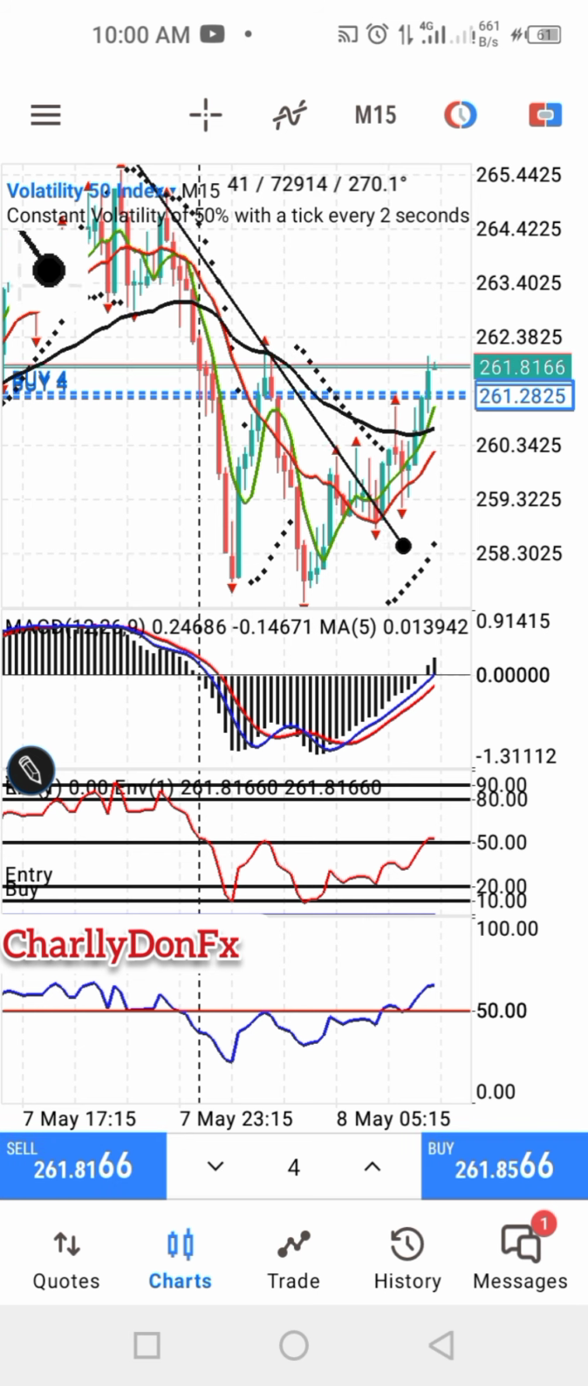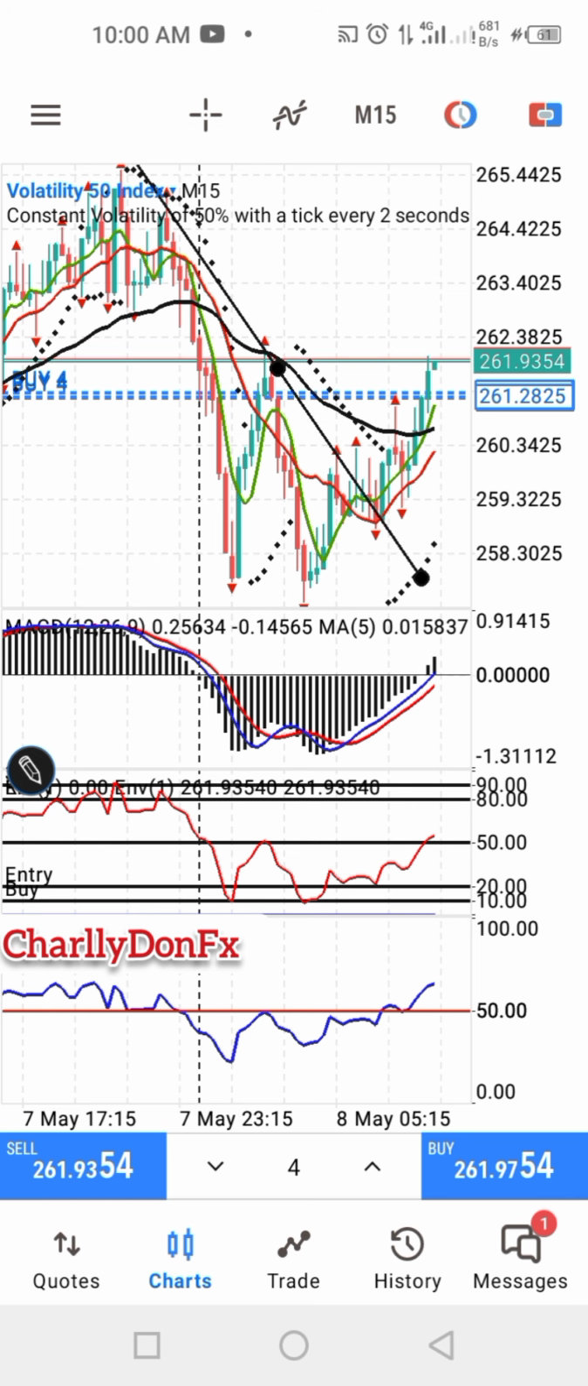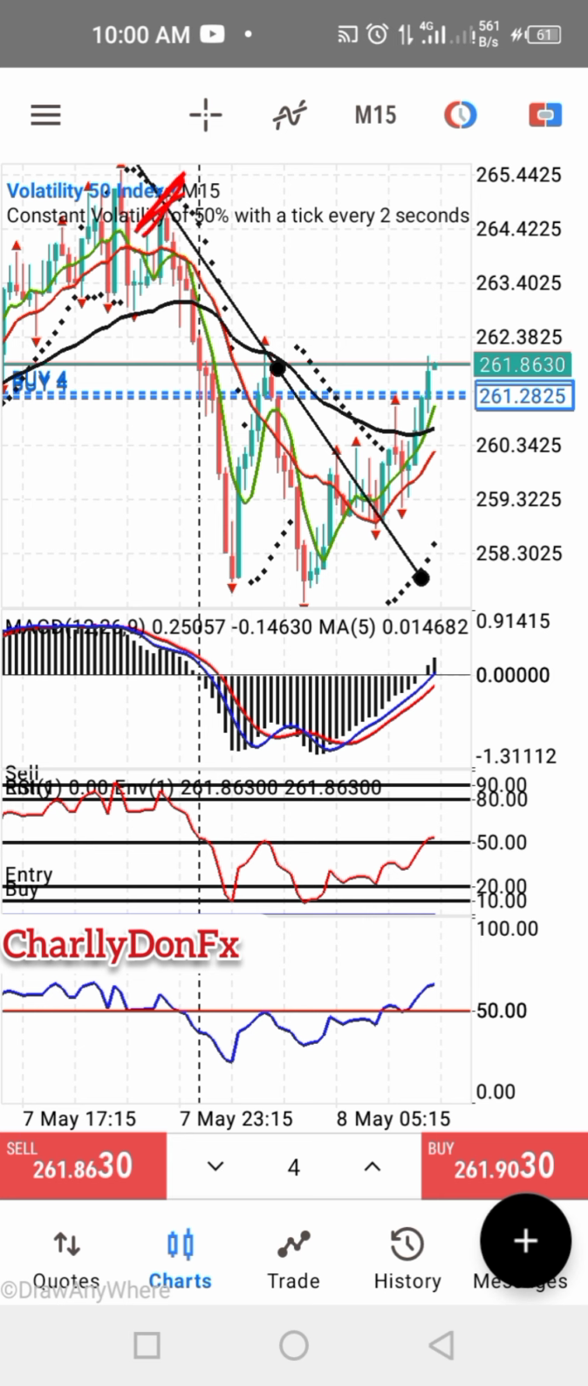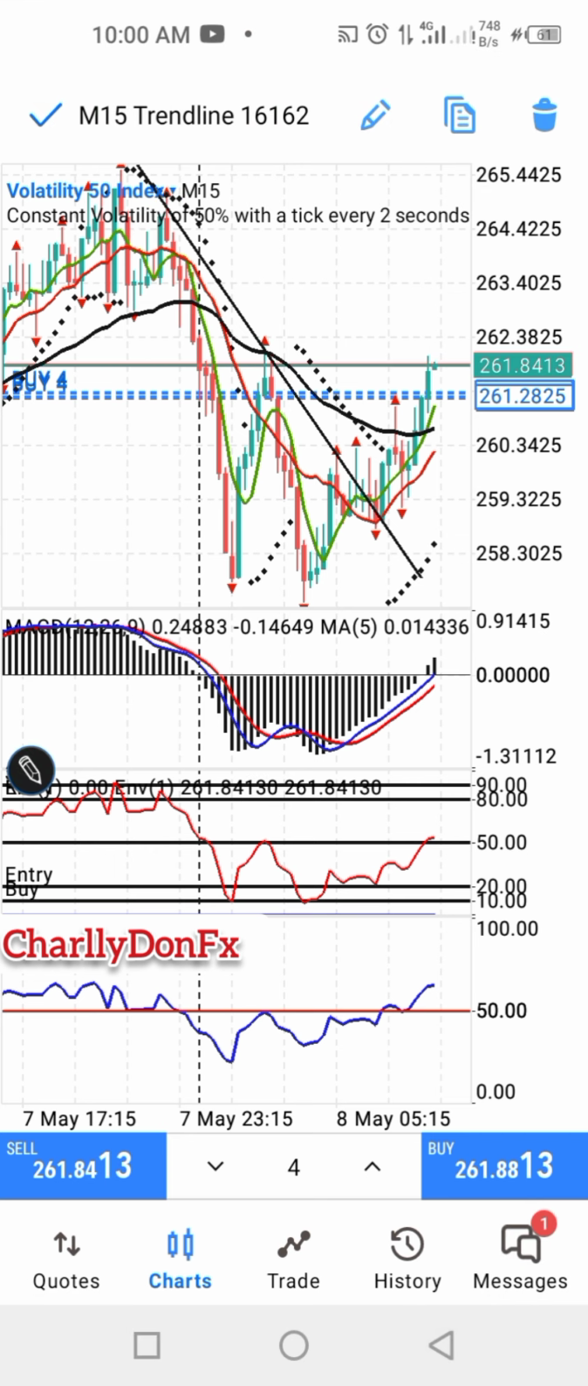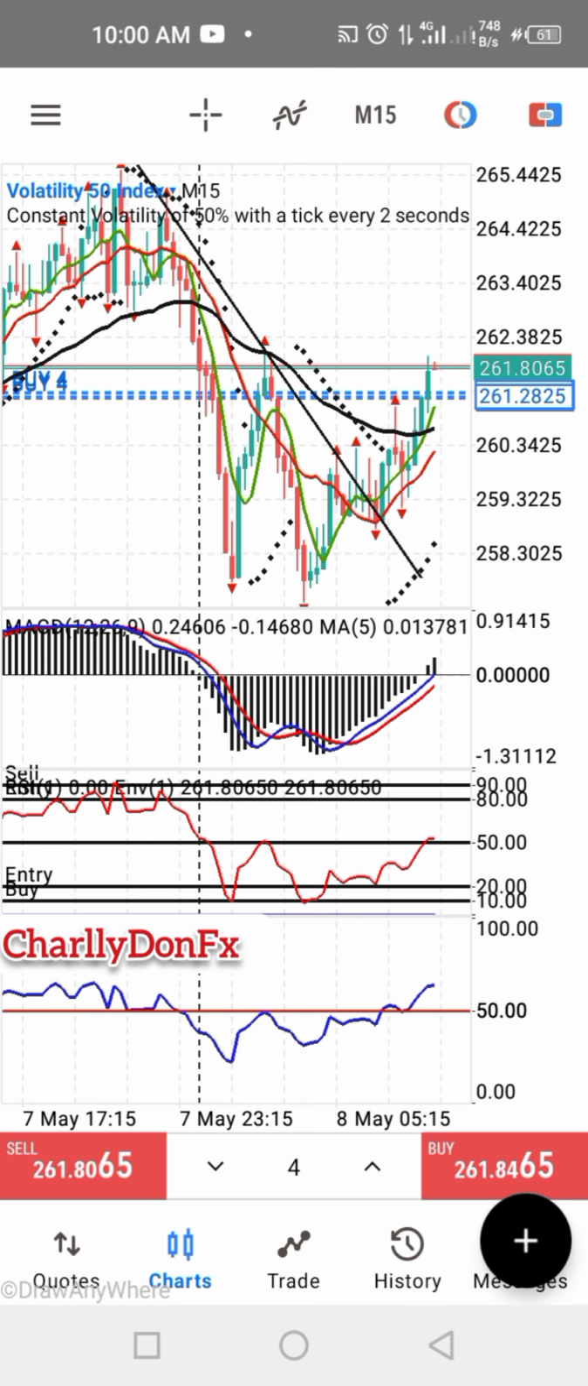Can you see? I joined those. Now, first of all, can you see it touches from here? That's number one. Hold on, guys. So, this is the first touch. Now, this is the second touch. Can you see? This is the third touch. After that, we had a breakout from this place.